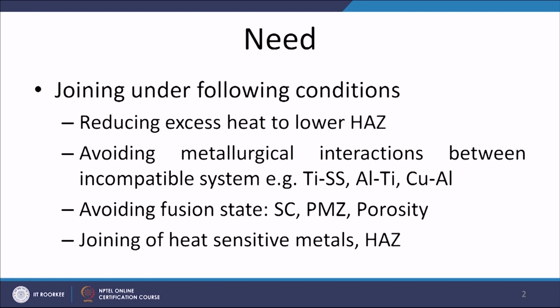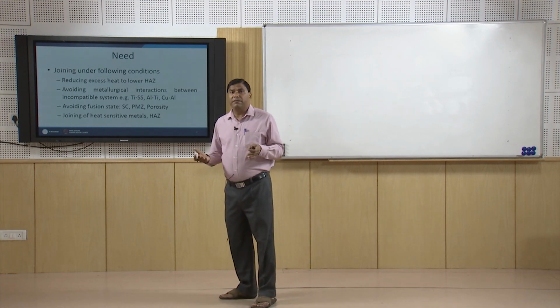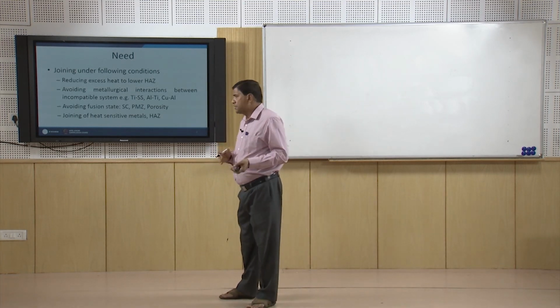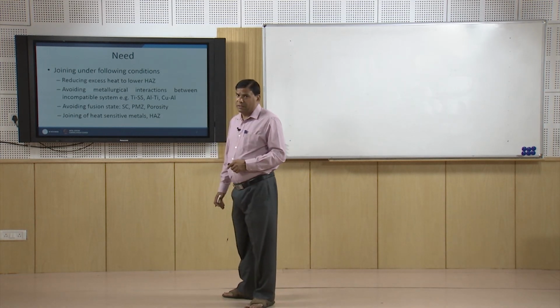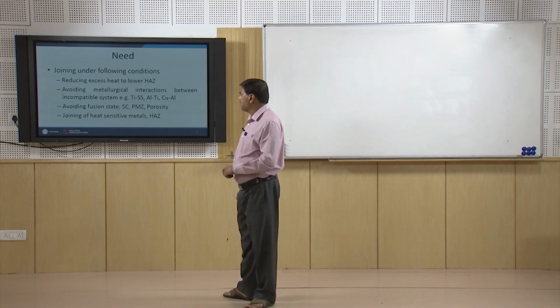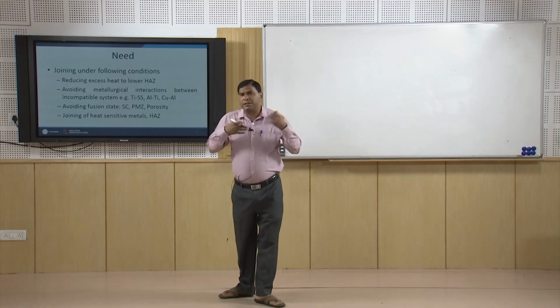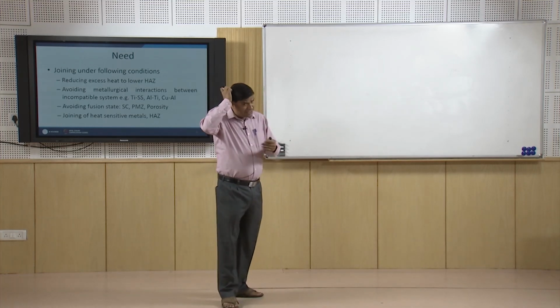or when we want that the material is not brought to the solid liquid state at all, to avoid problems like solidification cracking, partial melting zone or liquefaction cracking, porosity and inclusion formation due to the liquid state, means solid to liquid state transformation. So, if the fusion is to be avoided, then also solid state joining processes can be effectively used, and for joining of heat sensitive metals, like some of the metals respond very rapidly and significantly to the heat as compared to the other systems.